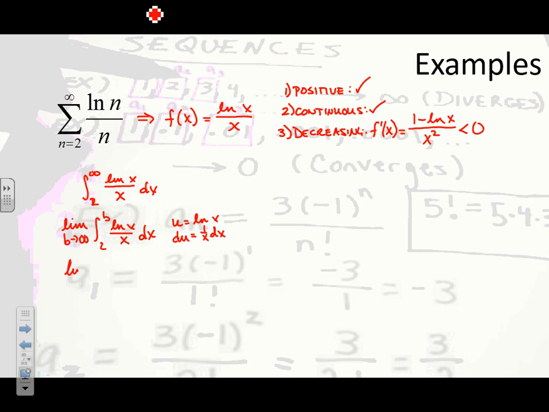So really what we have here is the limit as b approaches infinity of the integral from 2 to b. This all becomes u du. So then when we integrate, are you guys okay if I skip straight to replacing natural log of x with u again? Okay. And we're going from 2 to b.